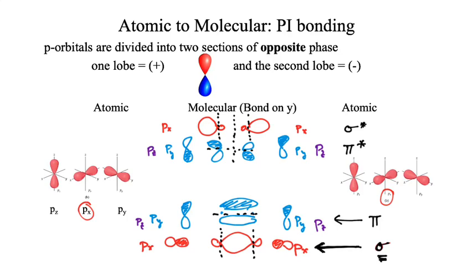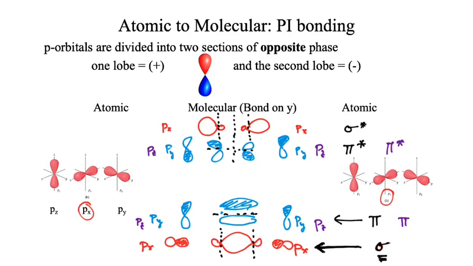What happens if we look at the pz? The exact same thing as the py, okay, except different axis. So it's now tilted coming out at you. That's difficult to see, but what we end up with is another pi bond. I'm not going to attempt to draw it. Okay, and another pi antibond.